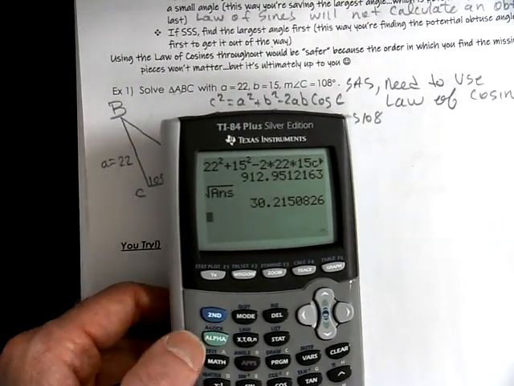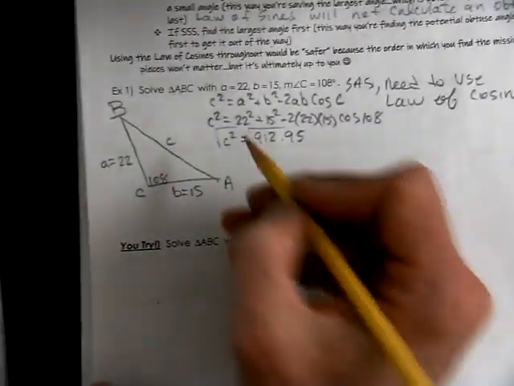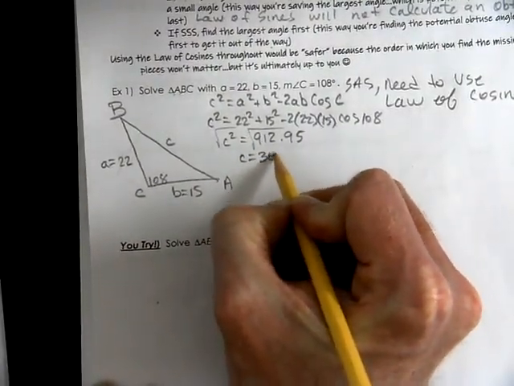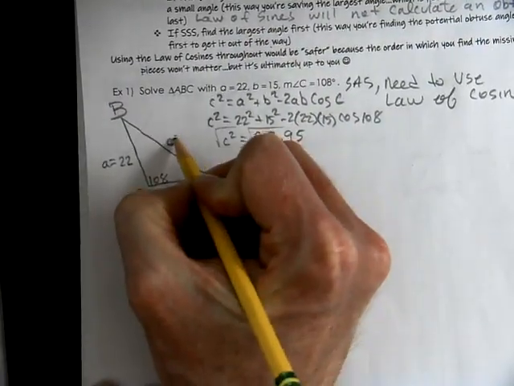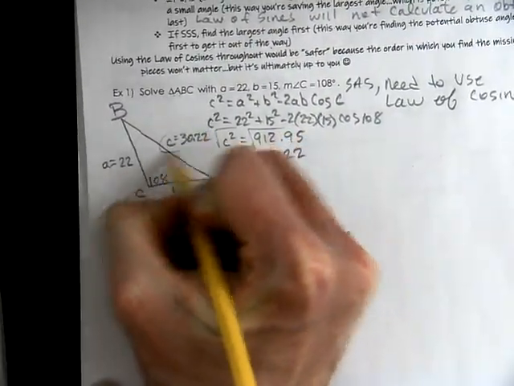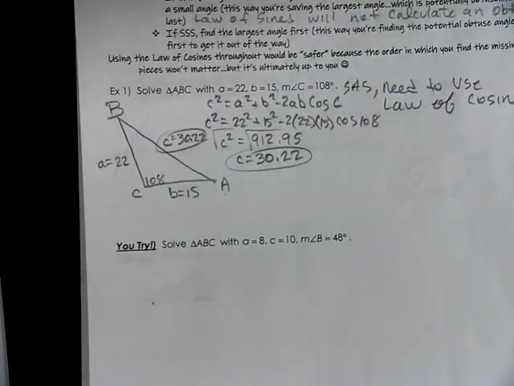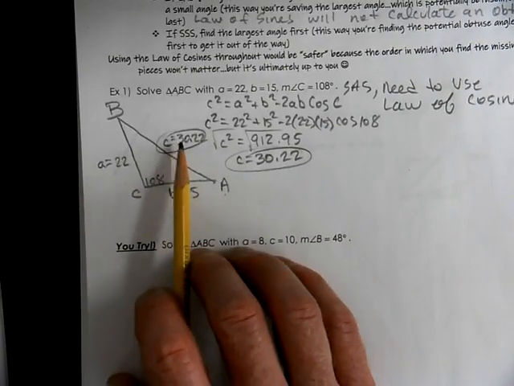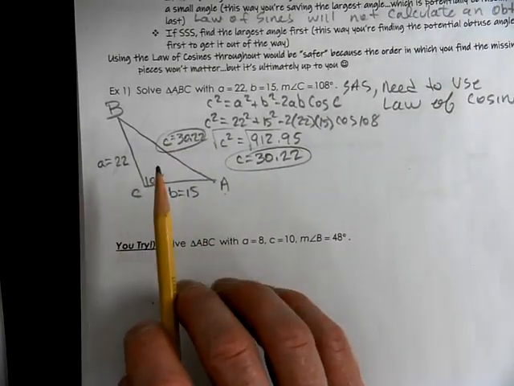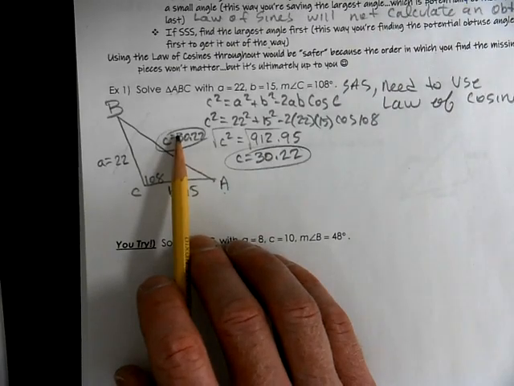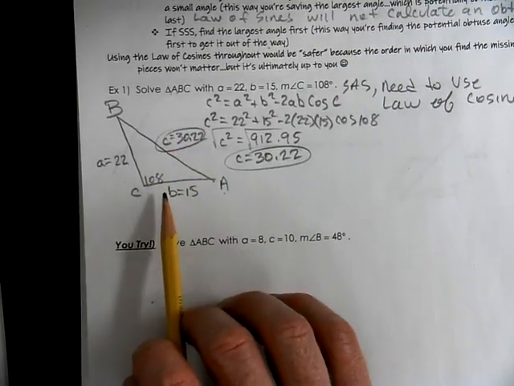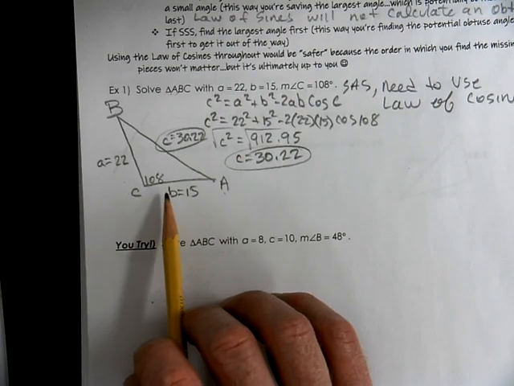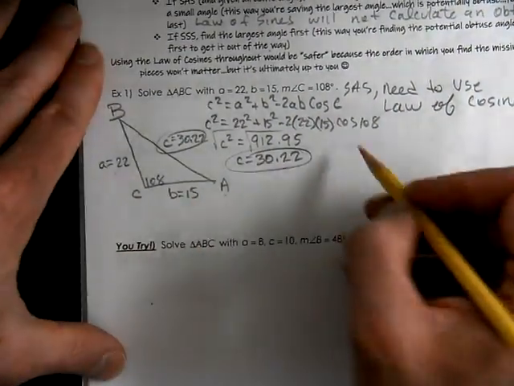So we get 30.22. So C is going to equal 30.22. Now we have finally found another value that gives us 2 bits of information for the same letter, or it gives us the angle and its corresponding opposite side. So what can we do from here? We can now use law of sines.